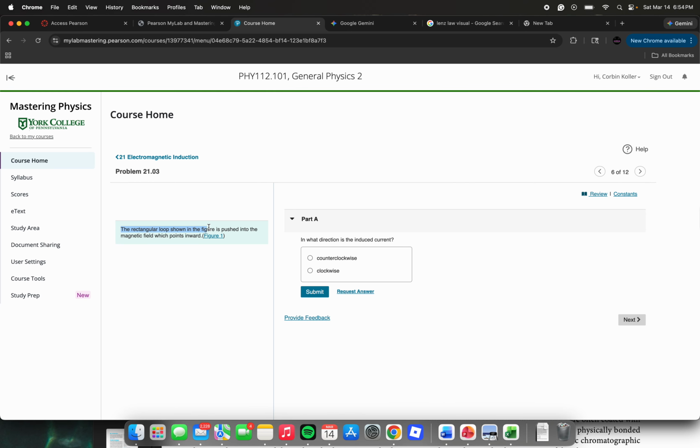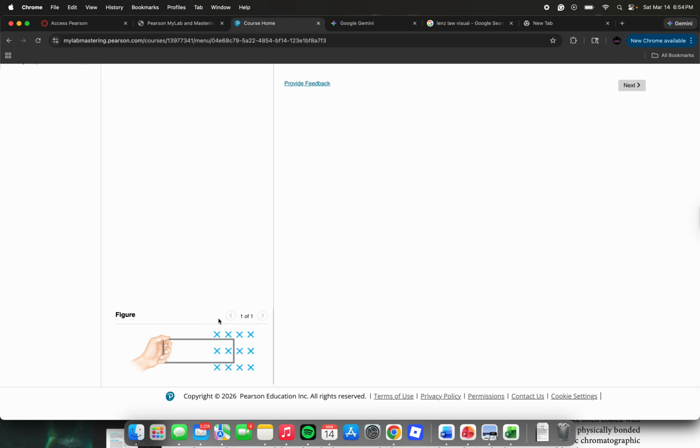It says the rectangular loop is shown in the figure into the magnetic field which points inwards. So we're pushing this little rectangular loop into this magnetic field. Let me just pull up a whiteboard quick. So let's talk about this.